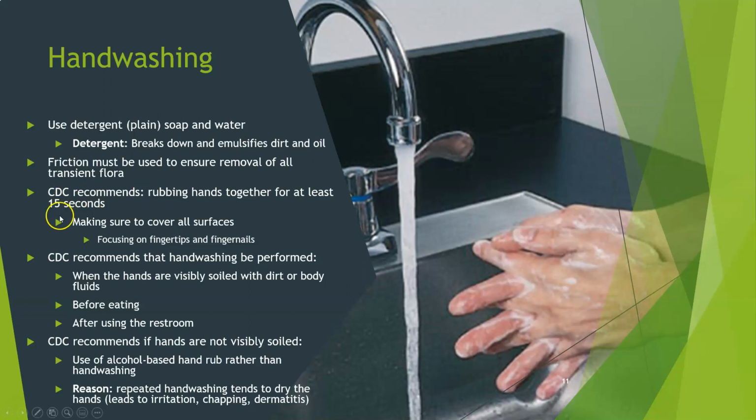The CDC recommends hand washing anytime that the hands are visibly soiled, before eating, or after using the restroom. Excessive hand washing can actually dry out the skin, so if they're not visibly soiled, an alcohol-based hand rub rather than hand washing can be used. That will decrease the risk of dermatitis or irritation to the skin, which will create micro cracks and will actually allow for more penetration of pathogens through the skin.